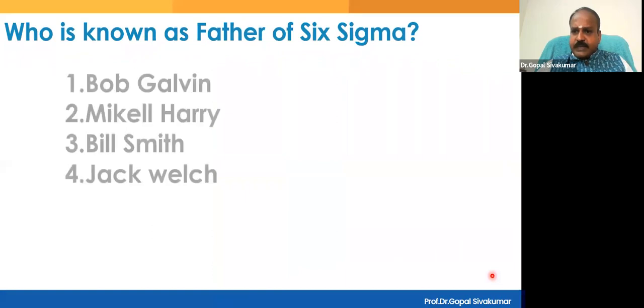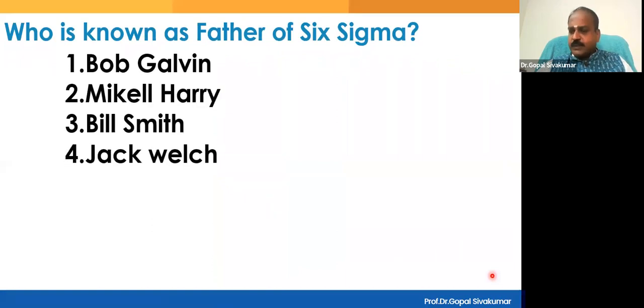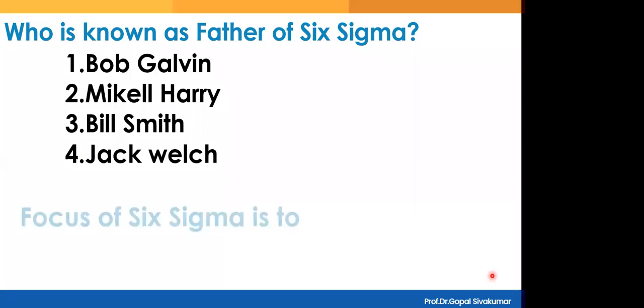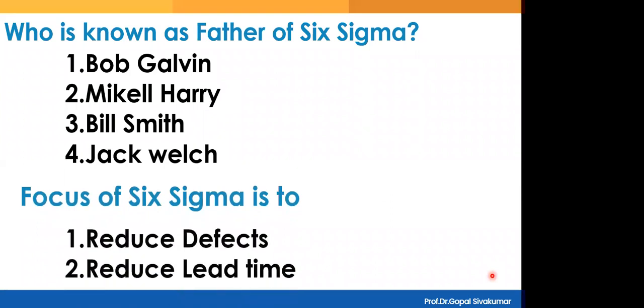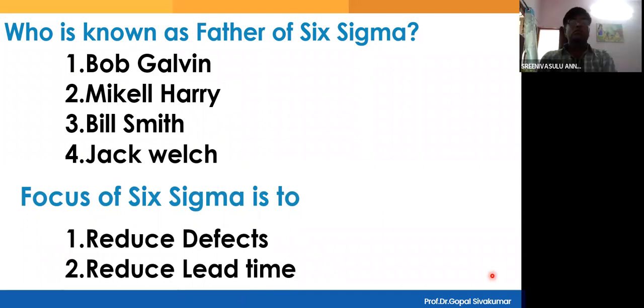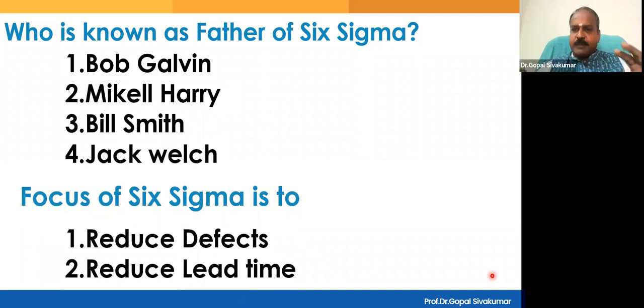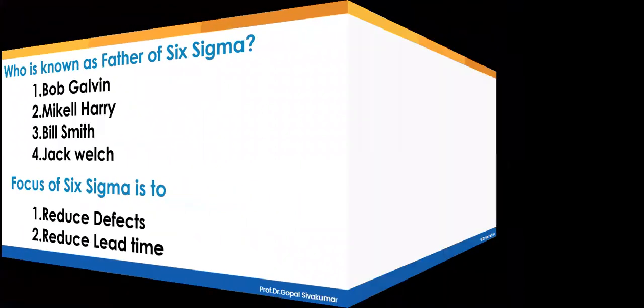So that's all. I think you people can easily answer this question and then we can go for the lunch. So who is known as father of Six Sigma? Any idea? Bill Smith. Yes. What is the focus of Six Sigma? Reduce defect, reduce lead time. Reduce defects, right? Always when you see 2 answers, both seem to be correct, you should choose the best one, right? You should choose the best one.